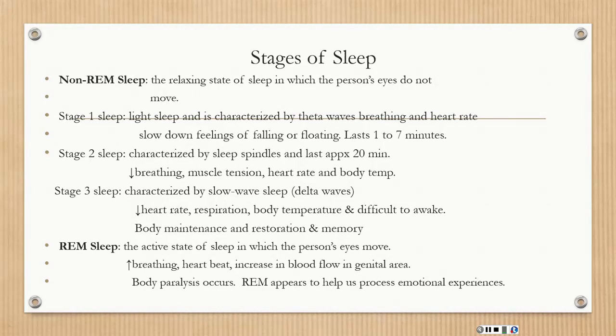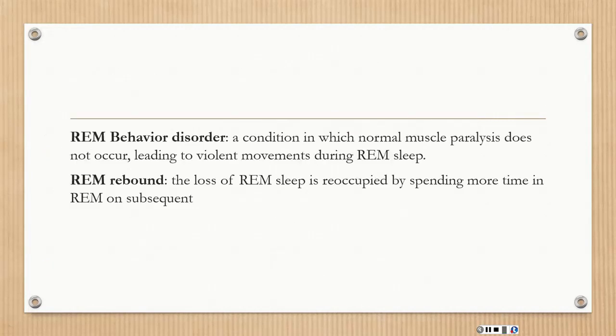As we continue to progress in sleep, we're going into new cycles of sleep. And as we progress into those cycles, we start to spend less and less time in stage 2. And stage 3 starts to decline as well. So, those are the stages of sleep.